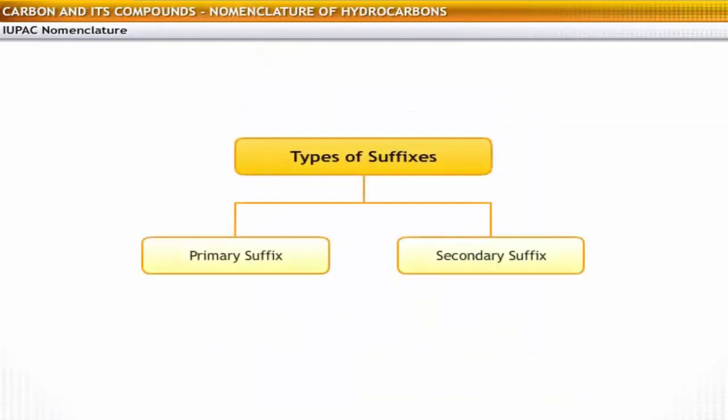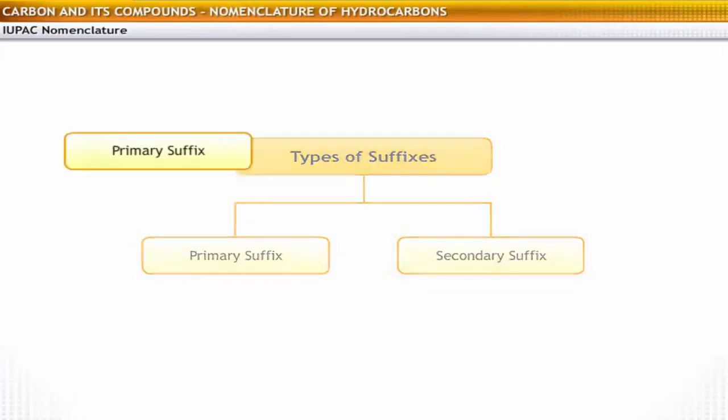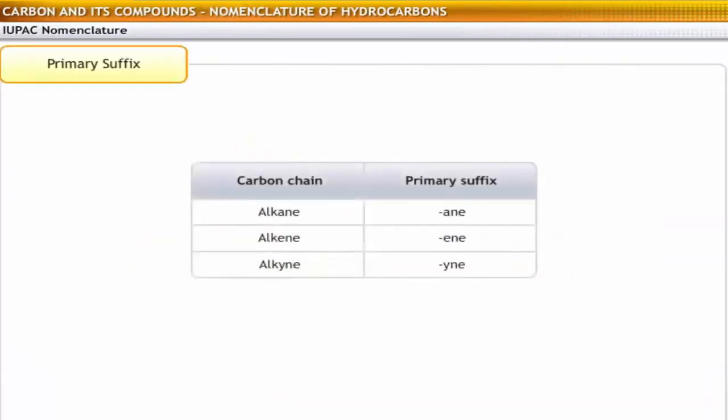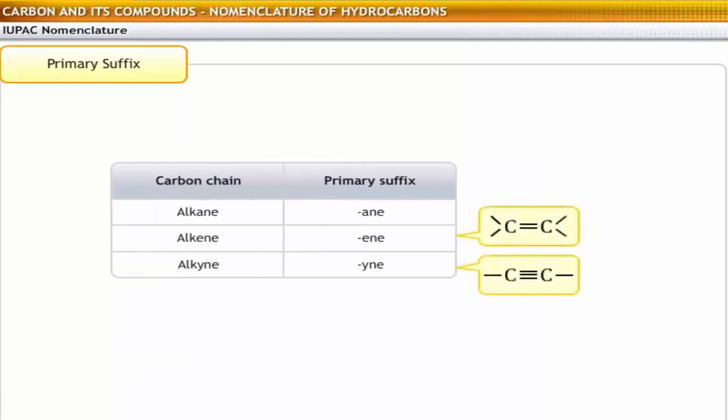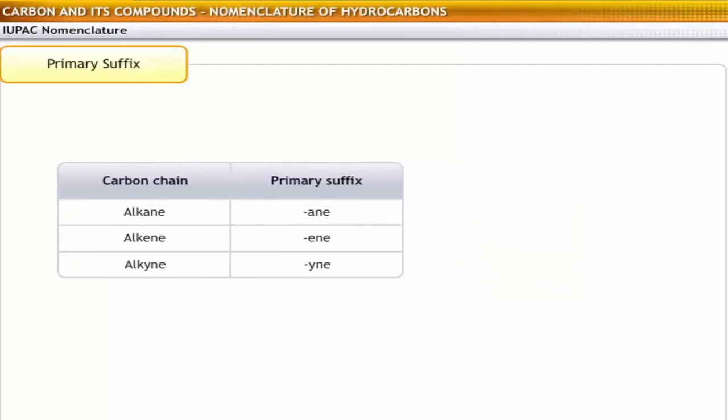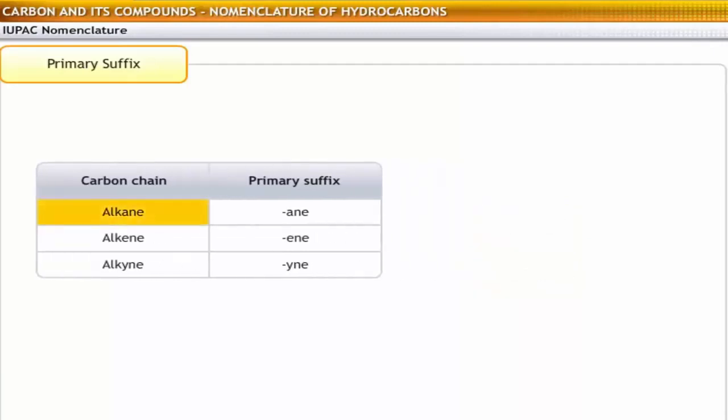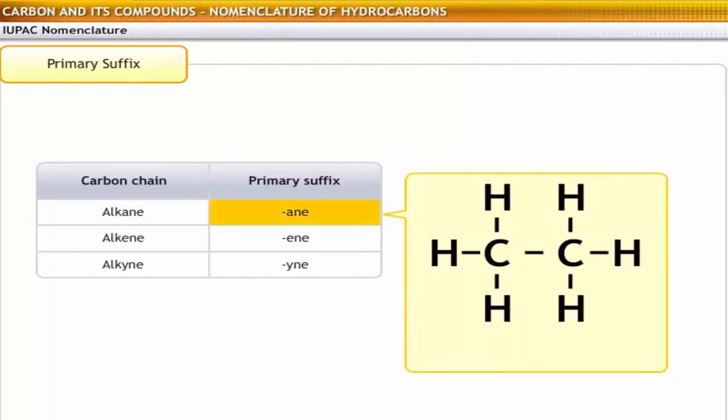The phrase which indicates the nature of a functional group in the molecule is called the suffix. There can be 2 types of suffixes, primary and secondary. A primary suffix is added to the root word to indicate saturation or unsaturation in the carbon chain. Hydrocarbons that contain double and triple bonds are known as unsaturated hydrocarbons. For saturated hydrocarbons, the primary suffix ane should be added.